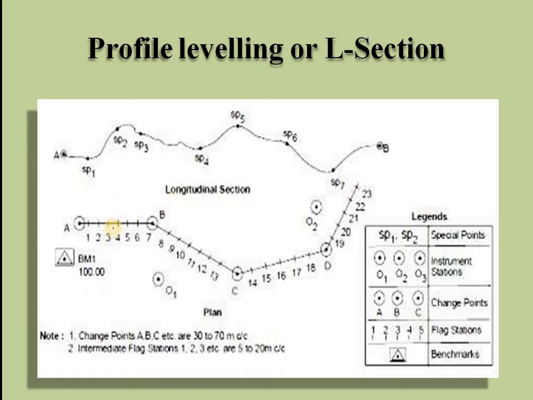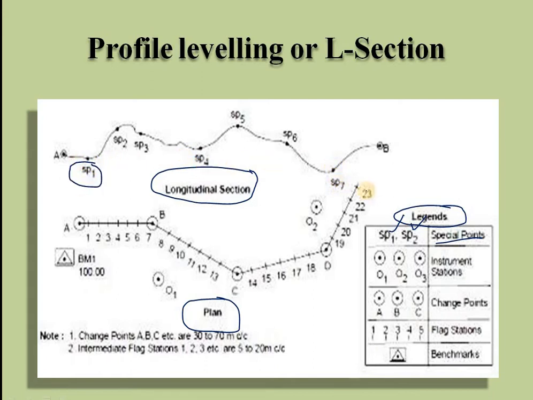You can see here in the diagram clearly. This is the plan and this is the longitudinal section. Longitudinal section is known as front view and the plan is known as top view. In the table everything is described. SP1 and SP2 are known as special points. So where are SP1 and SP2? You can observe here, this is SP1, SP2, SP4, SP3. These are all known as special points. Special points are known as station points.